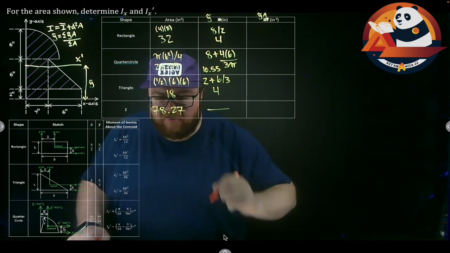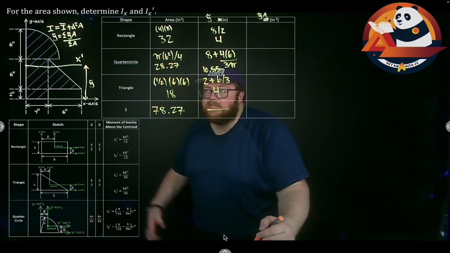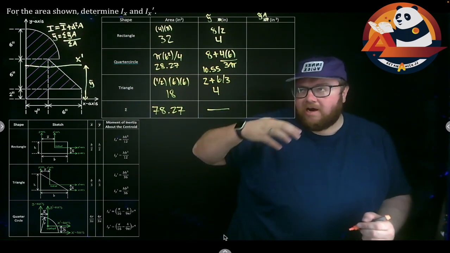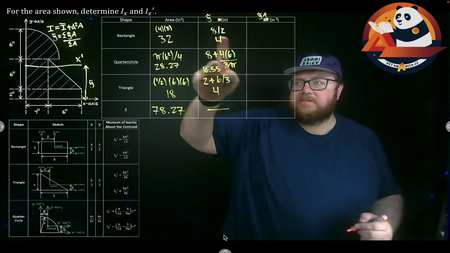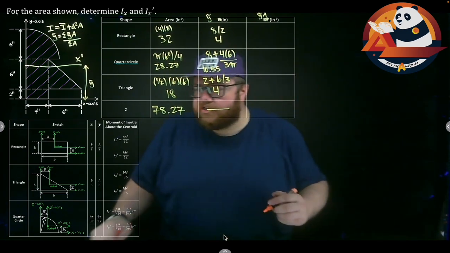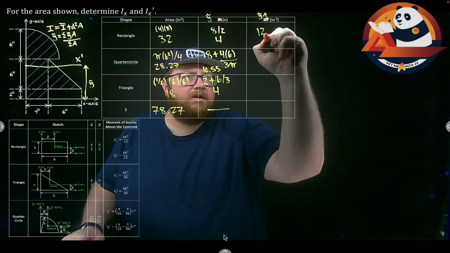And I never add up my tilde distances. There's no sum of my y tilde in here. There is a sum of our y tilde a, so we'll add up this last one. But to get y tilde a, I just multiply these two columns together. 32 times 4 is 128.